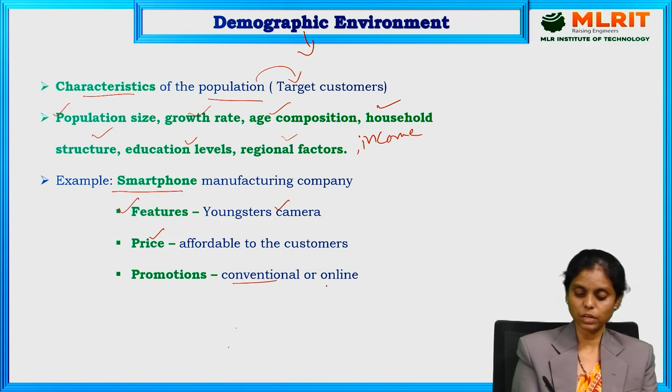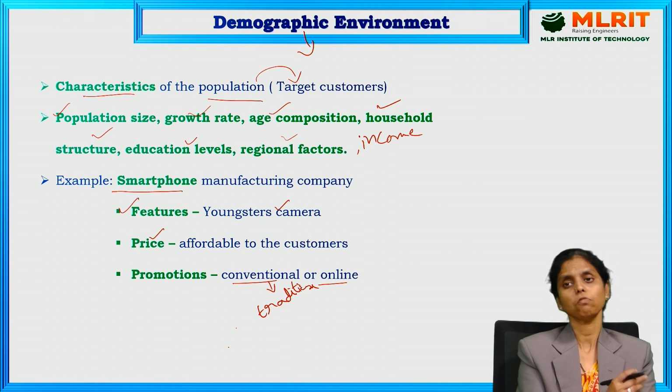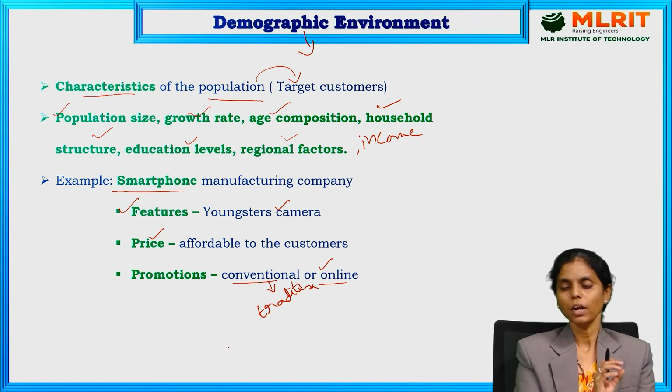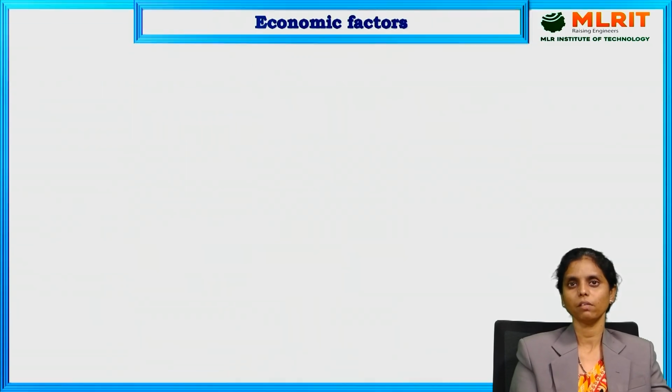Now for promotions, either we need to go with conventional, that is traditional models, or we need to go for online models. For example, let us consider I want to advertise a product that is useful to farmers. In that case, if I am going with online channels, is it useful? No. So how will we decide this? Depending upon the characteristics of our demographics, a smartphone manufacturing unit can take all these decisions. Come to the next macro environmental factor, that is the economic factor.